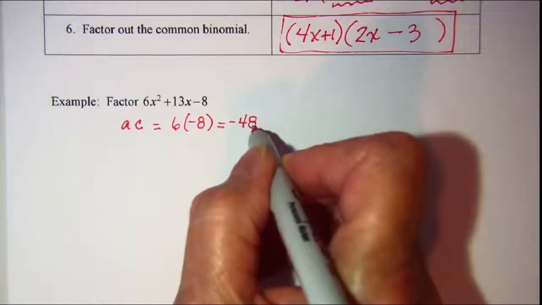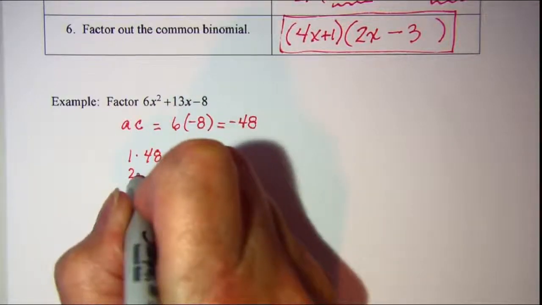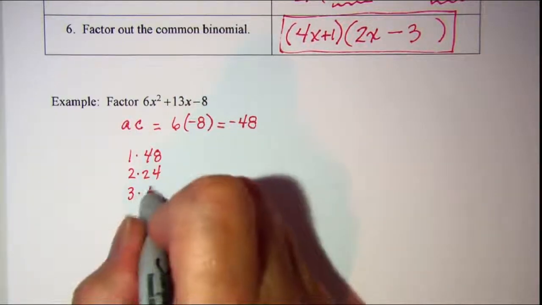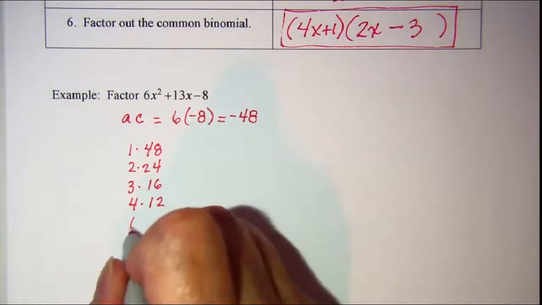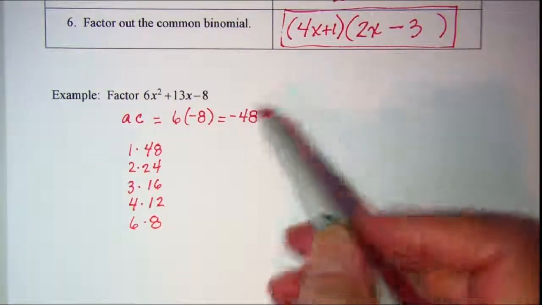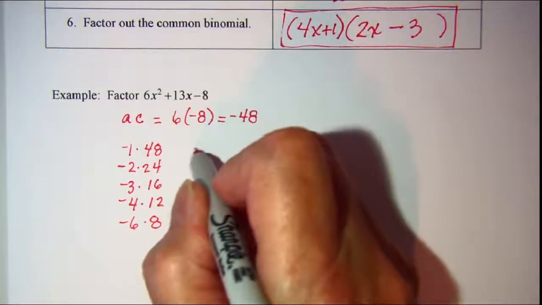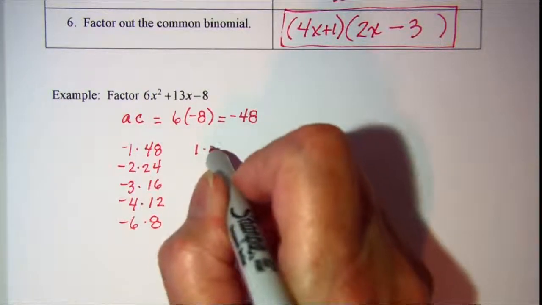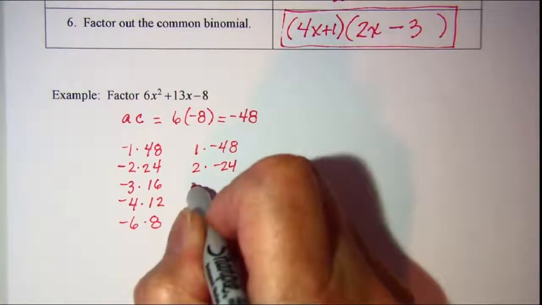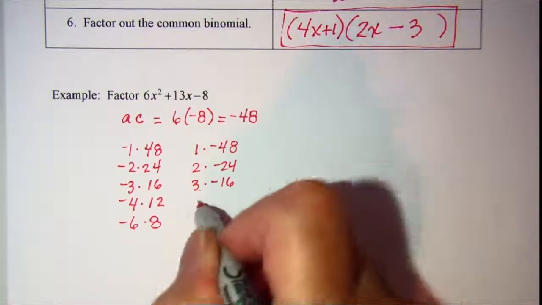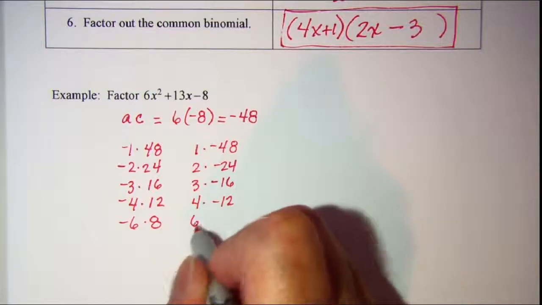So I'm going to just list my factors. I always go in order. 1 times 48, 2 times 24, 3 times 16, 4 times 12, and then 6 times 8. Now I need a negative, so I'll go ahead and make these negative. And then I also have a positive 1 and a negative 48, positive 2 and negative 24, positive 3 and negative 16, positive 4 and negative 12, and then positive 6 and negative 8.